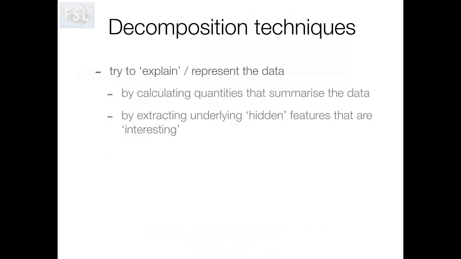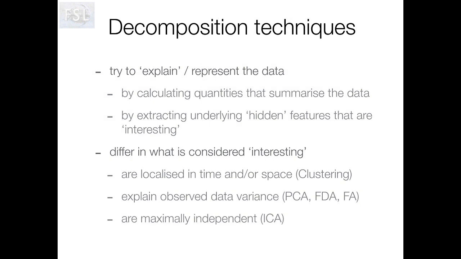So I've already mentioned that ICA can be described as an exploratory analysis. It is trying to explain or represent the data by summarizing it. And it does this by decomposing or deconstructing the data into a collection of underlying features called components, each of which explains some part of the data.